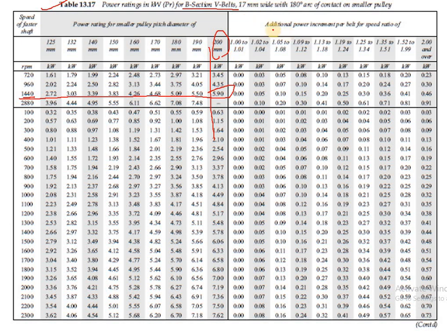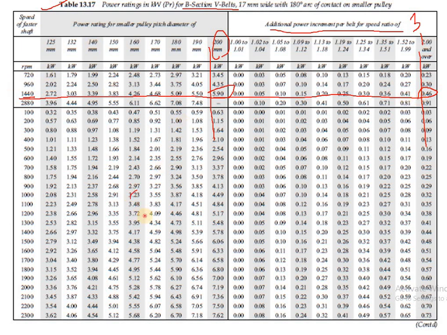But at the same time you have to consider the additional power increment per belt for the speed ratio. Our speed ratio is 3, so you have to check for the value of 3. In this table the values are from 1 to 2, so we do not have a value for 3. For 3 we have to refer to the last column, because it is given as 2 and over, and 3 is more than 2. So refer to this column, extend your horizontal line, and 0.46 is your point of intersection.